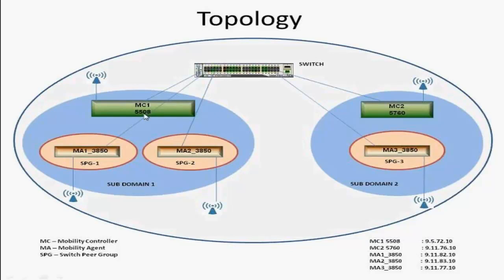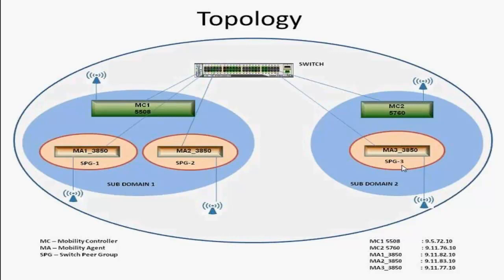So in subdomain 1, 5500 is a mobility controller and it has two switchpair groups, switchpair group 1 SPG1 as well as SPG2. Each SPG has a 3850 acting as a mobility agent. Subdomain 2 has a mobility controller 5760 and it has a switchpair group SPG3. SPG3 has a 3850 acting as a mobility agent. Switchpair group is nothing but grouping the mobility agents and it will be configured on the mobility controller.